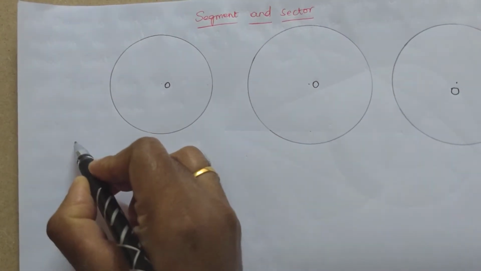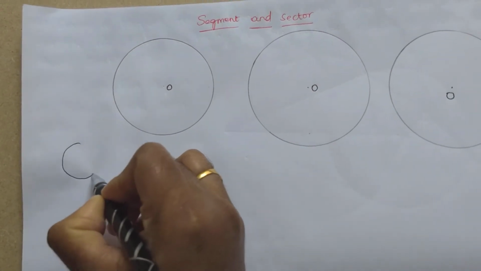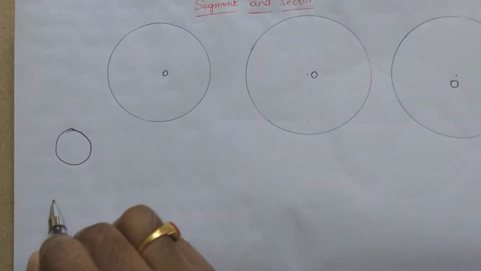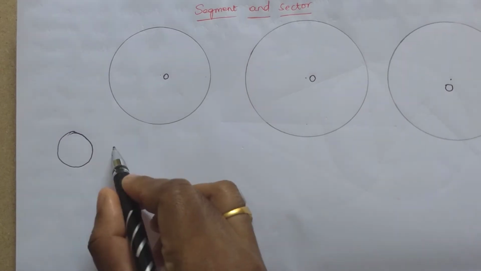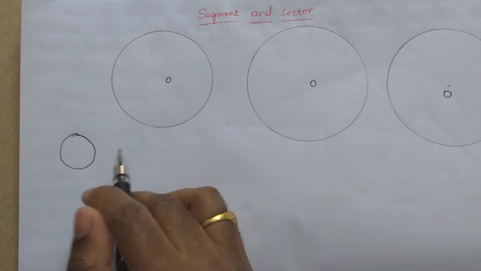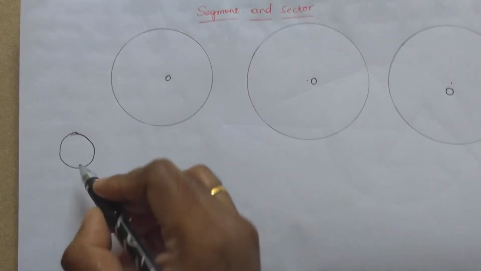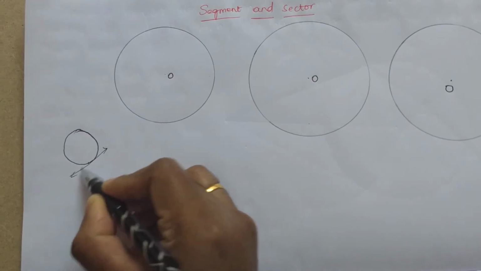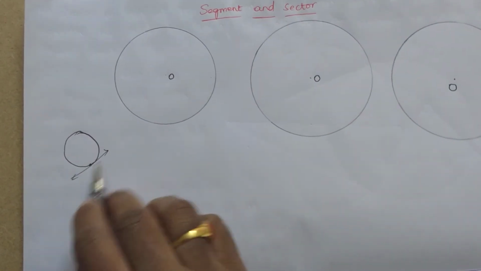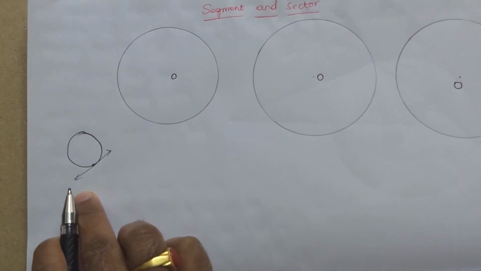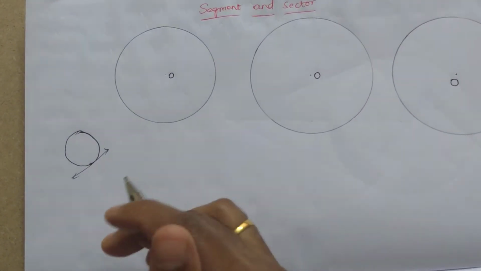Suppose you consider this as a circle like this. Tangent means what? When a straight line passes through only one point of contact, then that line is called tangent to the circle. So when a straight line passes through only one point of contact, then this straight line is tangent to the given circle. This we have learnt till now. So what is meant by segment?